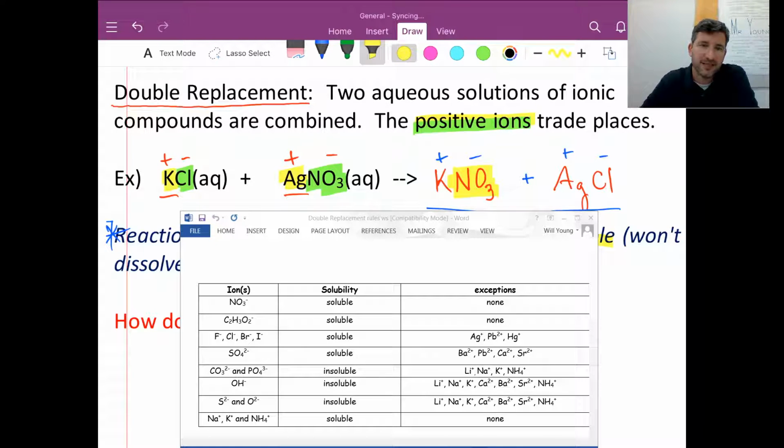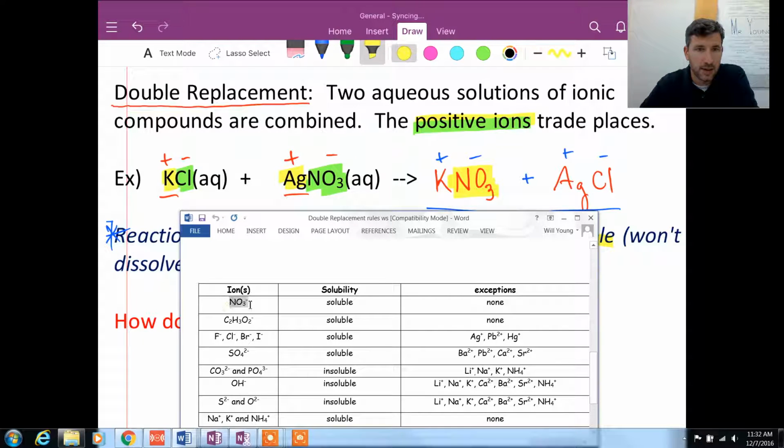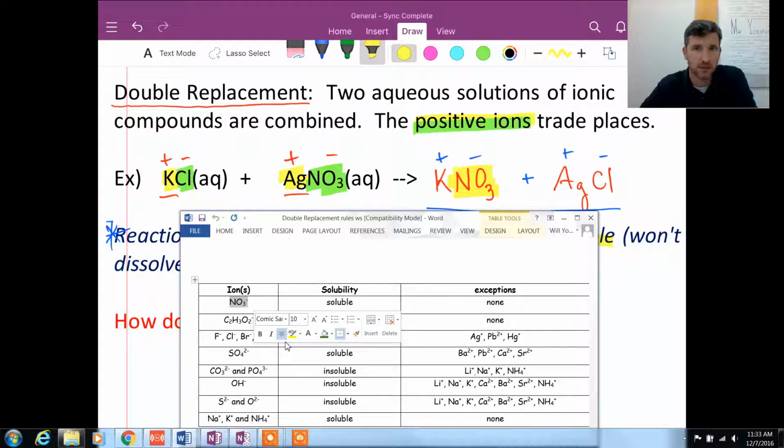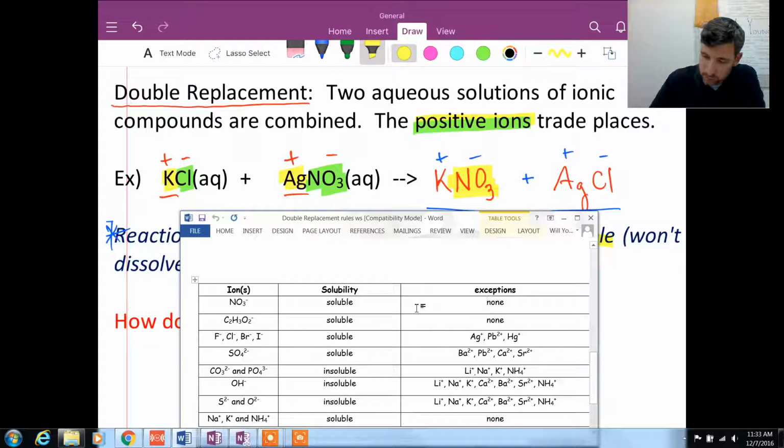And if I go down to my list, down below, I can see that I have a rule for compounds that contain the nitrate ion. And that rule is that they tend to be soluble. And that's going to mean aqueous. That's going to mean that there's no precipitate of any nitrate, because there are no exceptions to that rule. So anything that ends in NO3- is going to be aqueous, and so it's not going to be a precipitate.